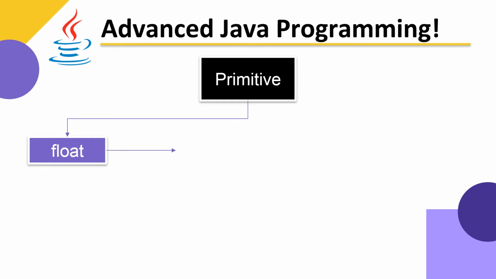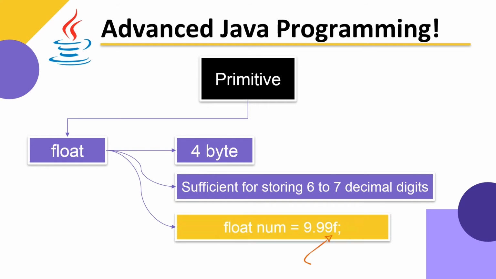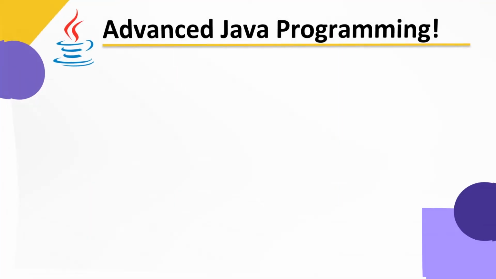The float data type can store fractional numbers. Note that you should end the value with a F character. This data type should be used whenever you need a number with a decimal, such as 9.99.